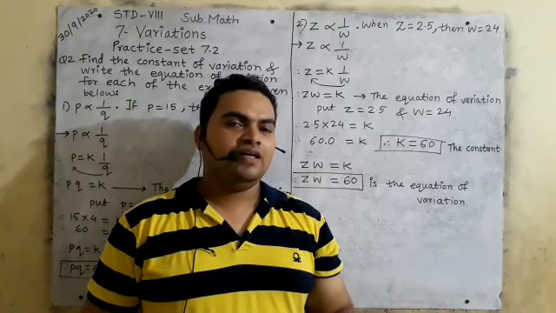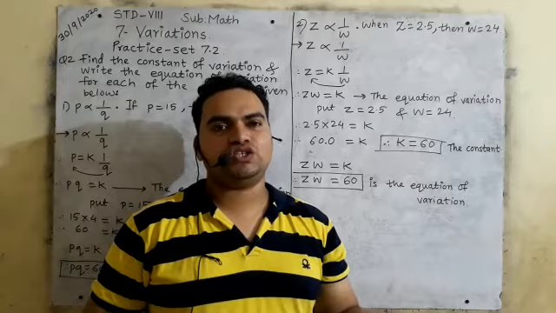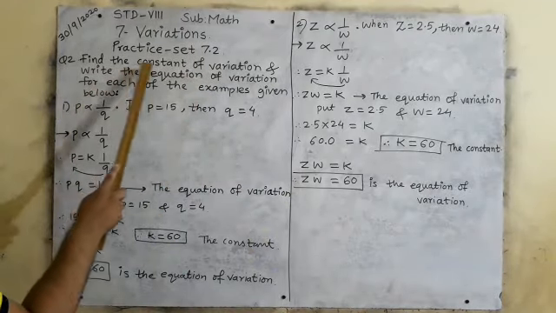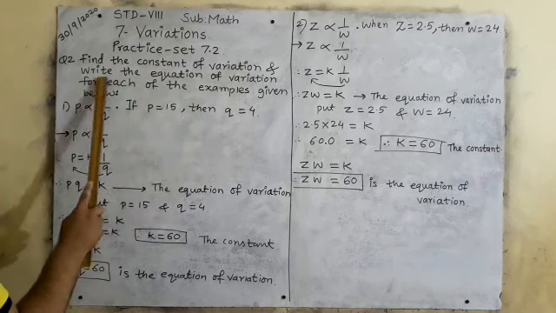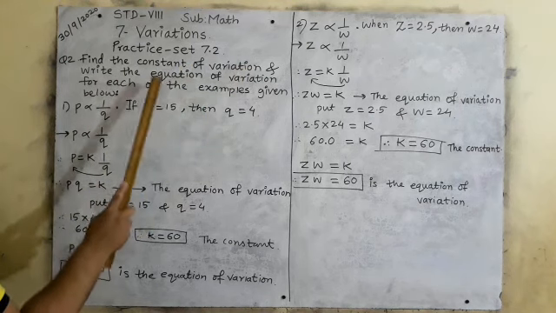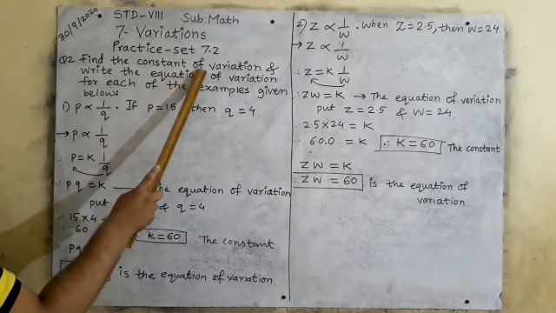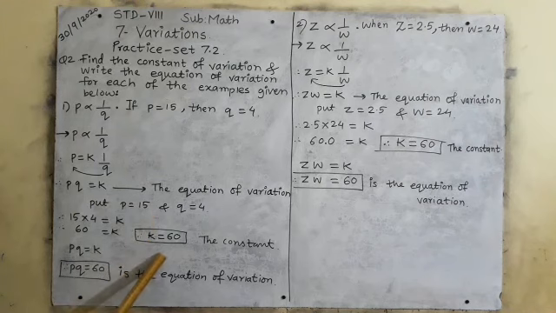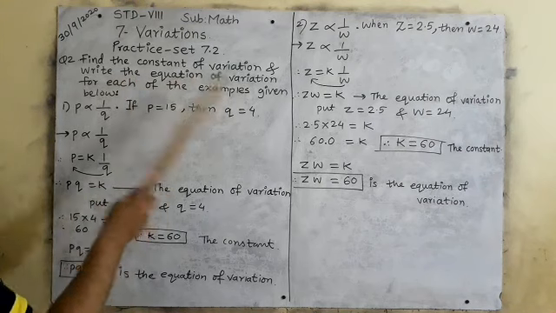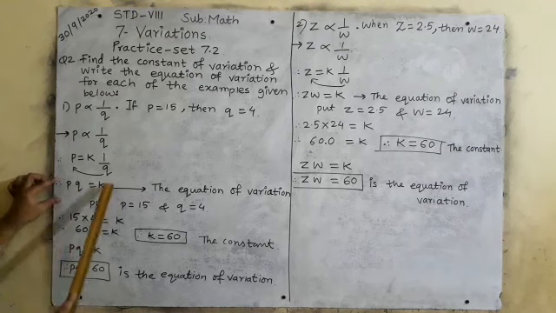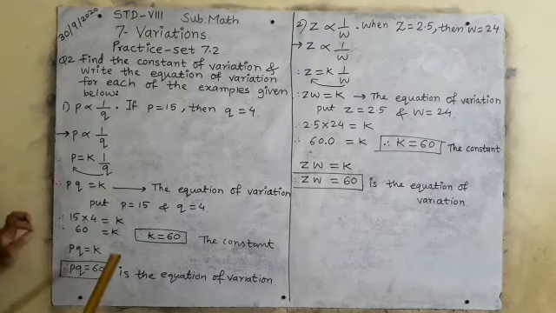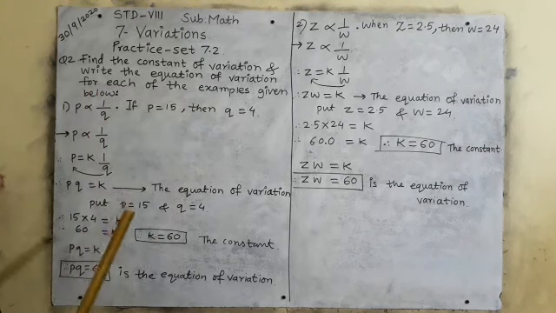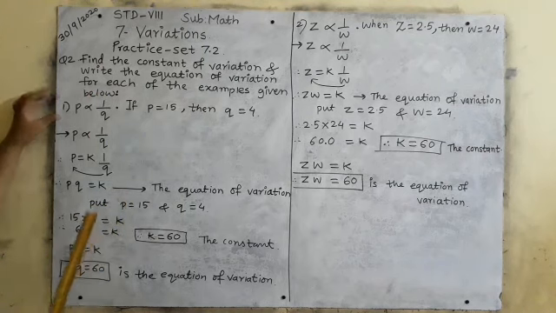Please look at the board. It totally depends on inverse variation. Practice set 7.2, question number 2: Find the constant of variation and write the equation of variation. First we have to find the constant. Constant of variation means k. First we will find k and then write the equation of variation, and then we have to write the constant value for each of the examples given below. So this is the first example.